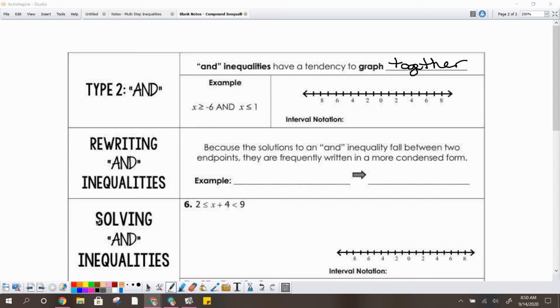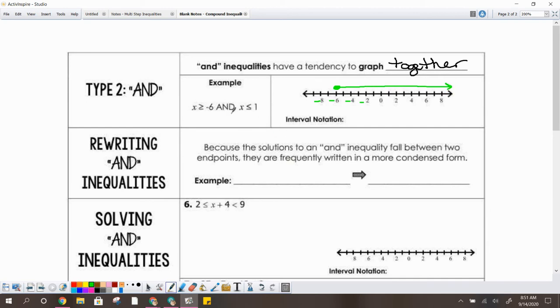So I'm going to use multiple colors here, so just bear with me. First I'm going to graph x is greater than or equal to -6. I'm going to use green. And I'm going to start at my -6, put our closed circle on -6. And then we want everything to the right because it's eating that variable. Okay, so we're going that way.